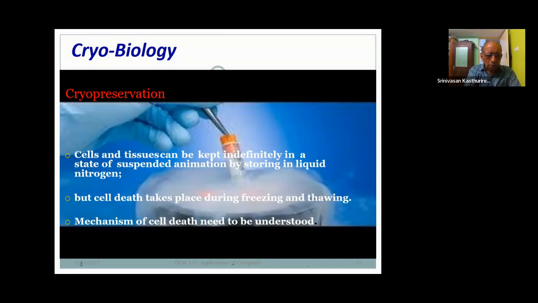No decay is possible. Many times cell death can take place during the freezing or the thawing. That is, if you are doing the freezing, you can expect cell death, or at the same time, if you are warming up, then cell death is possible. And still there are people trying to understand what's really happening, why the cells die. So it's a topic where a lot of research is going on.